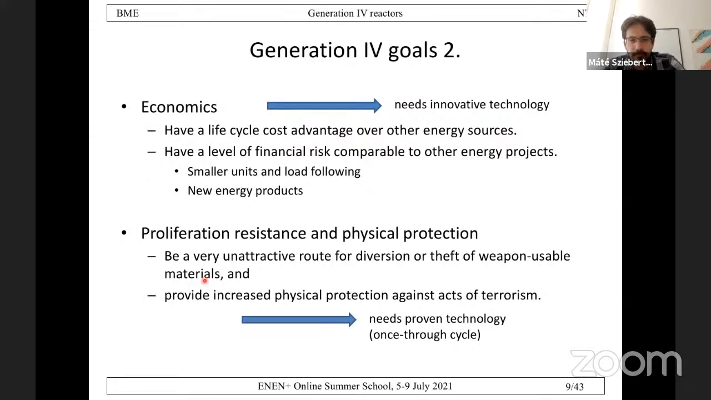And then the last goal is proliferation resistance and physical protection, so that these reactors should be very unattractive for diversion or theft of weapon usable materials, and provide increased physical protection against acts of terrorism. Again, here the best is the proven technology and the once-through cycle, the open cycle. While when we speak about the sustainability goal, there we would need a closed fuel cycle. So the harmonization of these goals is a big challenge in these generation 4 reactor types business.